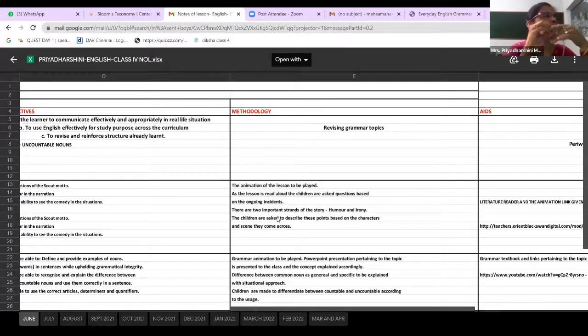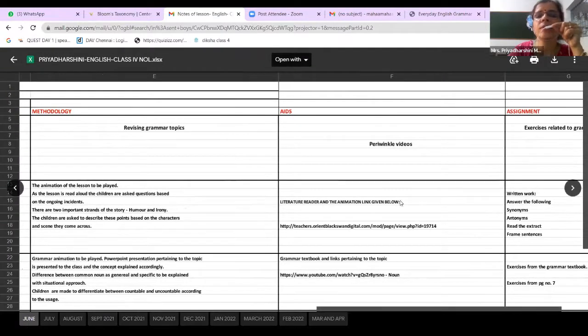In a 10 minute class, the children are asked to describe these points based on the characters and scenes they come across. Okay, you will be asking them to describe the character sketch. That is very, very important for classes 4 and 5.